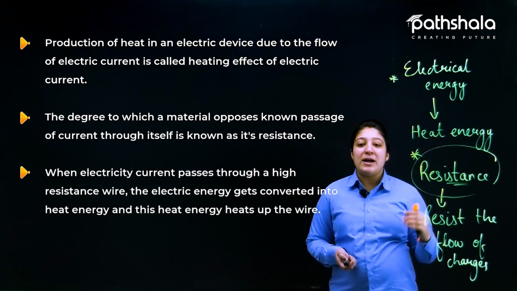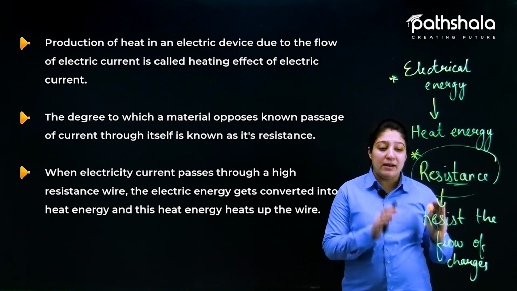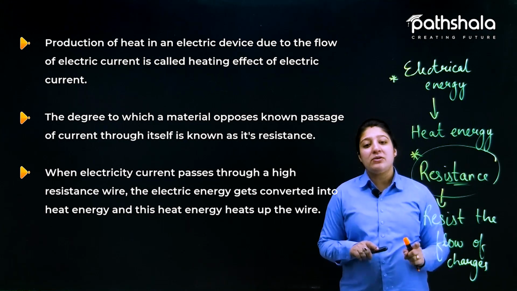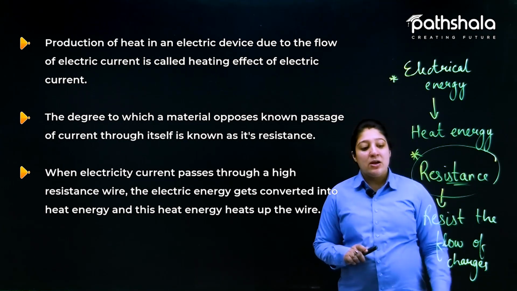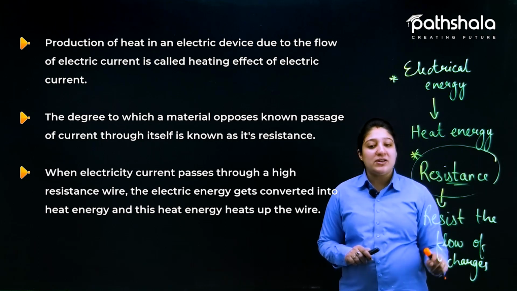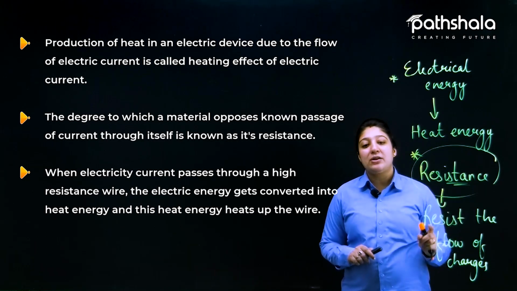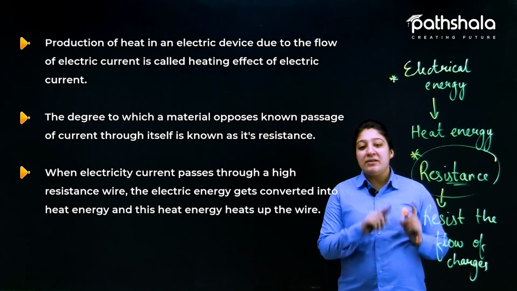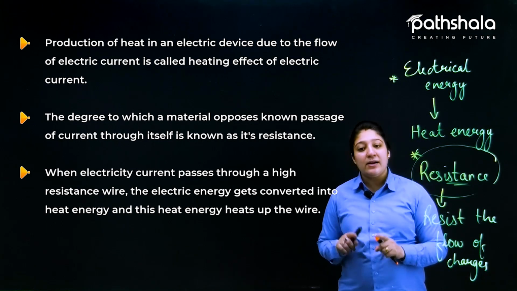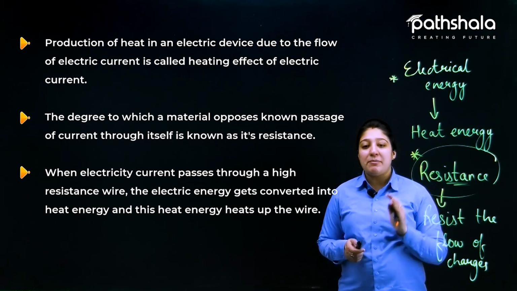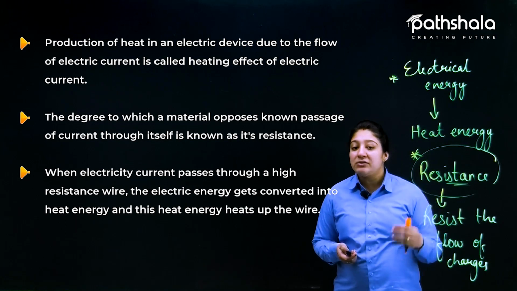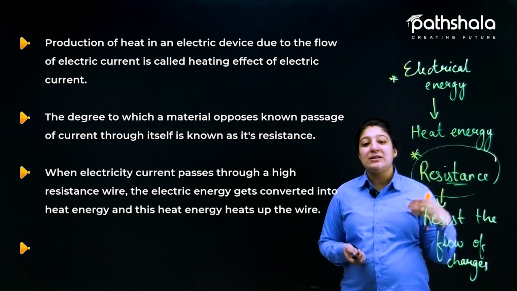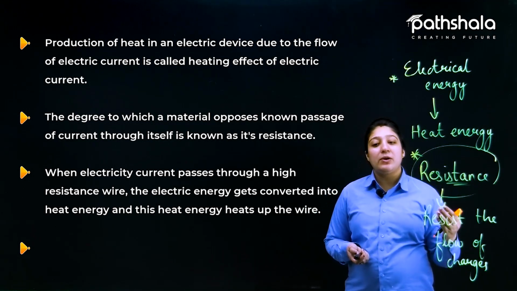Now, like I have already said, when electricity passes through a material which has high resistance, that is, when the material resists the flow of charges or obstructs the path of the charges for a longer time, I'll say that the resistance of the material is higher. In that case, the charges will remain in the wire or in the appliance for more time, and as a result, this electrical energy, our electricity, will be converted into heat energy.